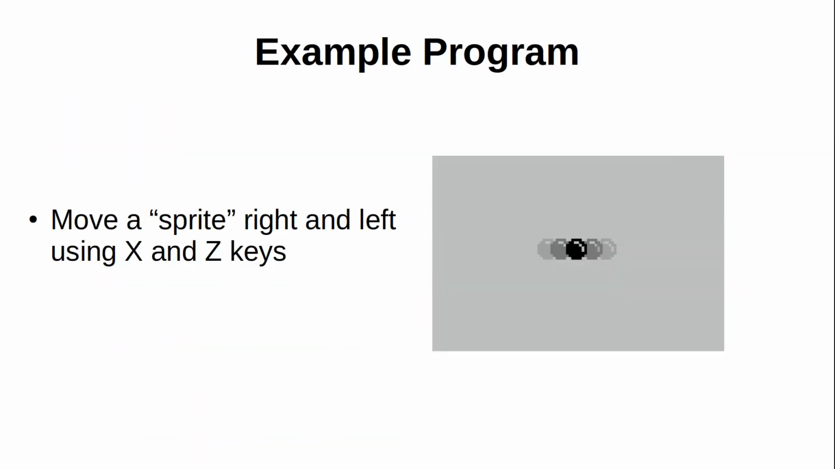Let's see a concrete example of this now, where we can use an IM2 interrupt to move a virtual sprite across the screen in response to the keyboard. We'll just make it a little ball and have it use the X and Z keys to move right and left respectively. Simple enough concept, so let's go right to the code.